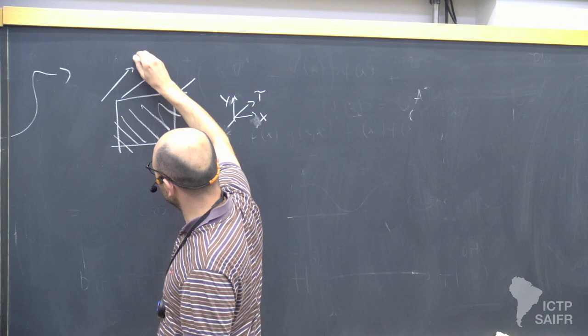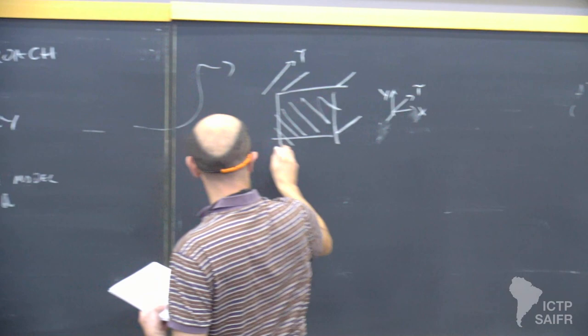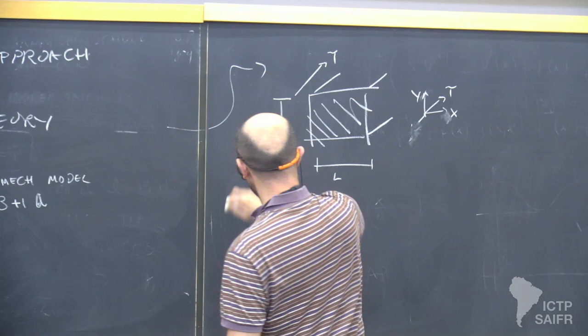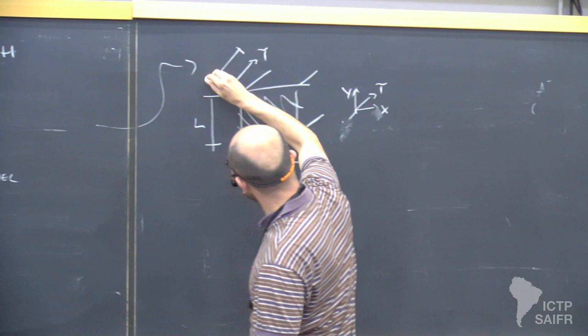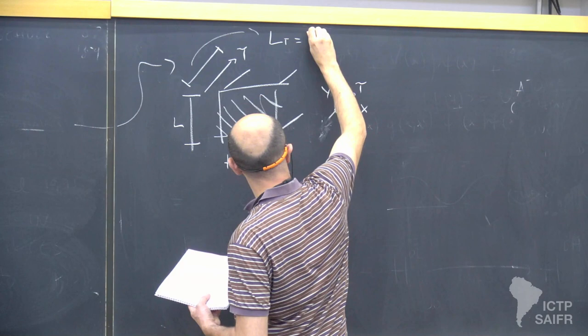The real space directions have a given length. This can be L, this can be L. This will be the physical dimension of your lattice. And then the imaginary time direction will have another length that we call L tau, which will be essentially proportional to beta. This is the inverse temperature.